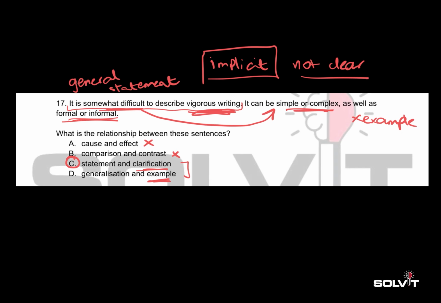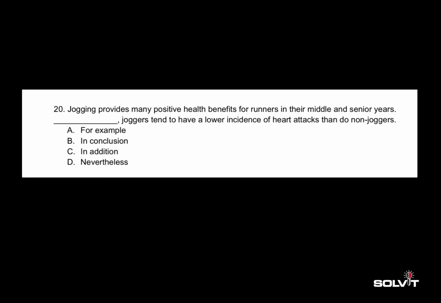Okay, so let's look at the last example, question number 20. Jogging provides many positive health benefits for runners in their middle and senior years. Dash, joggers tend to have a lower incidence of heart attacks than do non-joggers. Okay, so what is happening here? The first sentence is a statement. Clearly, all of us know that. Let me write that down. It's a statement, right? Jogging provides many positive health benefits for runners in their middle and senior years. That is a general statement.